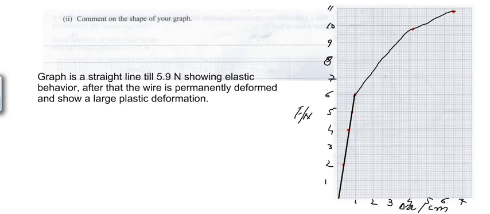Comment on the shape of the graph. So this is the comment: the graph is a straight line showing elastic behavior, and after 5.9 Newton it is permanently deformed and showing a large plastic deformation.